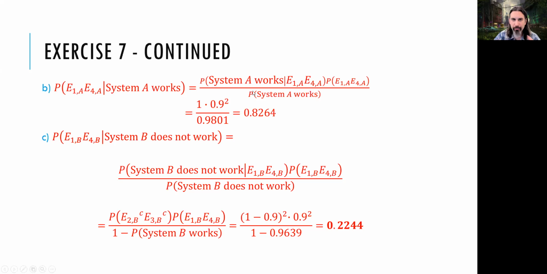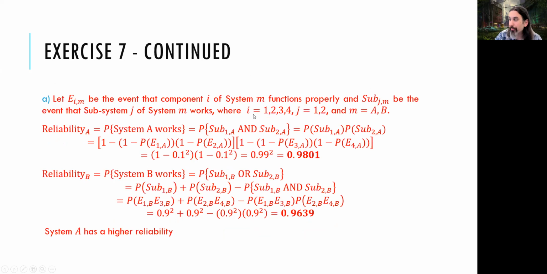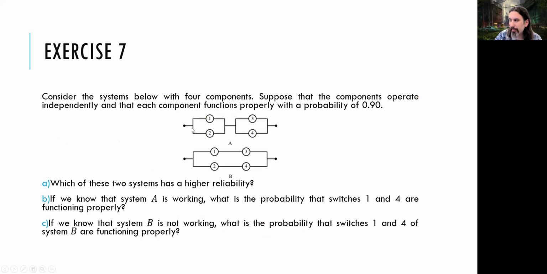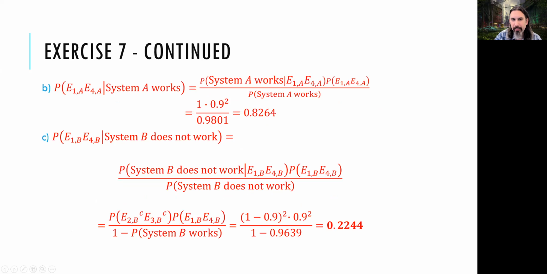We can just write the Bayes or the definition part. We already know the value for system A works. We have found it in part A. What about here? When 1 and 4 work, what's the probability that system A works? When 1 and 4 work, system A works 100%, because there is a way from input to output. So you can just go from like this. So when 1 and 4 work, system A definitely works, no problem. So this is 1. The probability of 1 and 4 working is 0.9 to the power of 2. So we can just divide this by 0.98, and we will get 82.64.